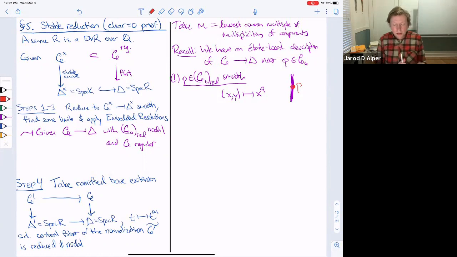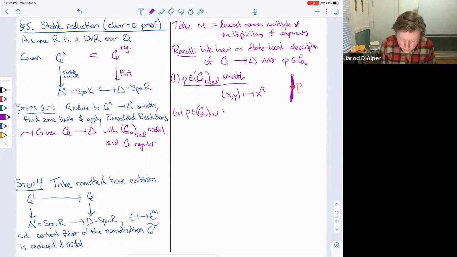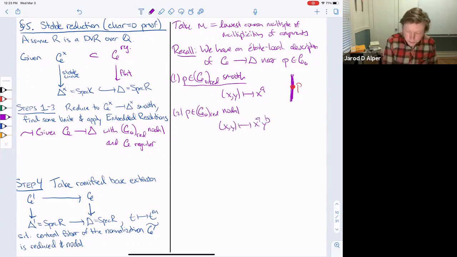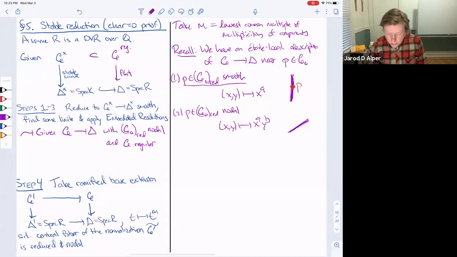It looks like x to the A equals 0. That's the local equation of the fiber. If the central fiber is nodal, then this map looks like x to the A, y to the B, where now you have two components that are thickened, and your point is the intersection. And so we're going to handle both of these cases separately.